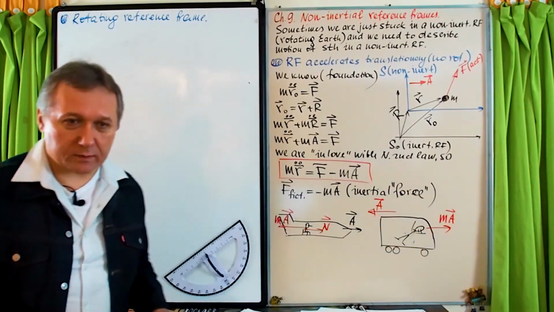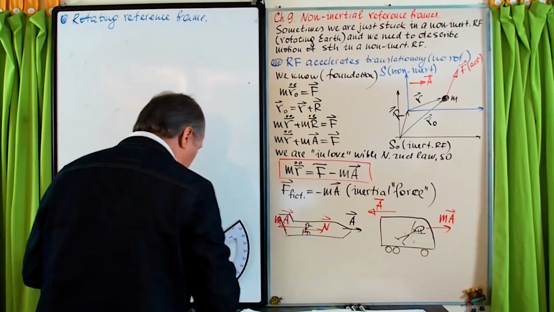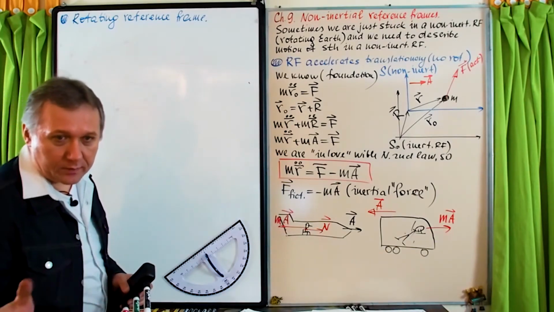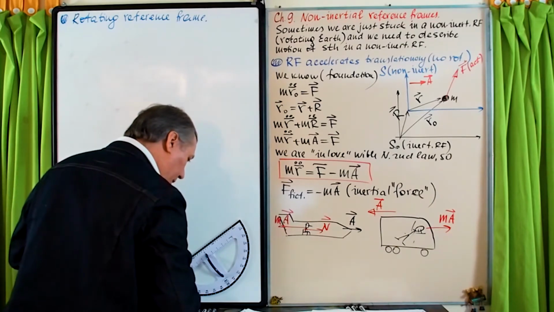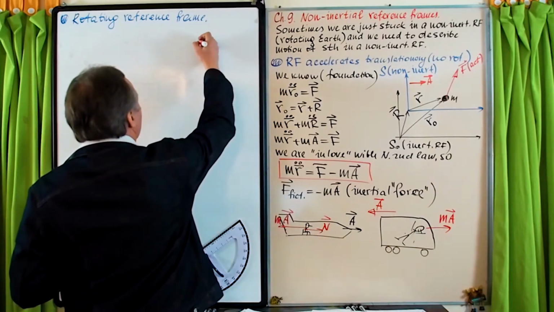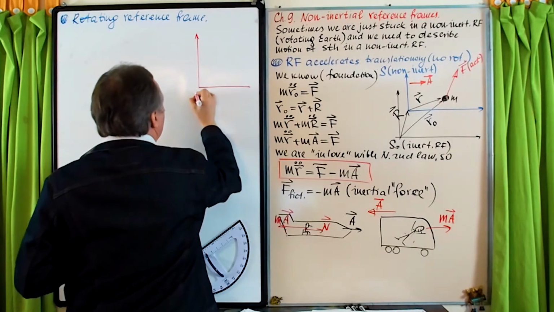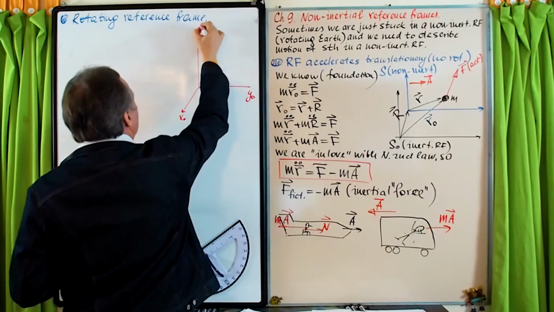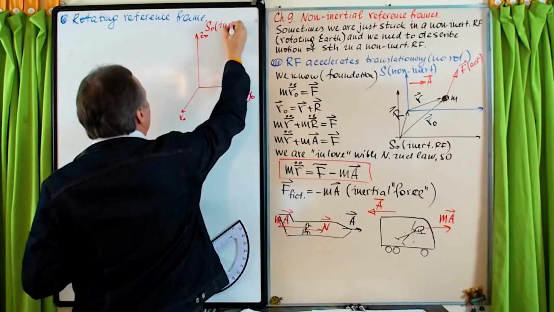Now, we'll have to get through some derivation. So again, two reference frames, one inertial, one non-inertial. I will use red for the inertial reference frame. So let's say this is X naught, Y naught, Z naught. That is reference frame S naught, and it's inertial.